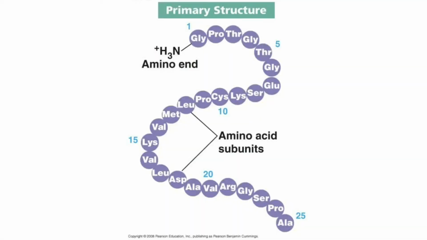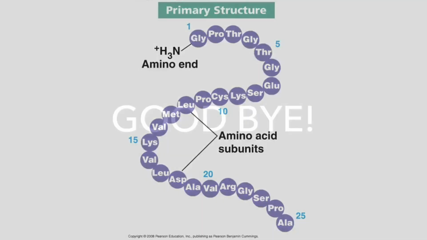The last step of translation is termination. In this step, the final product is produced, which is the primary structure of a protein, which is basically a sequence of amino acids that are bonded together by peptide bonds.